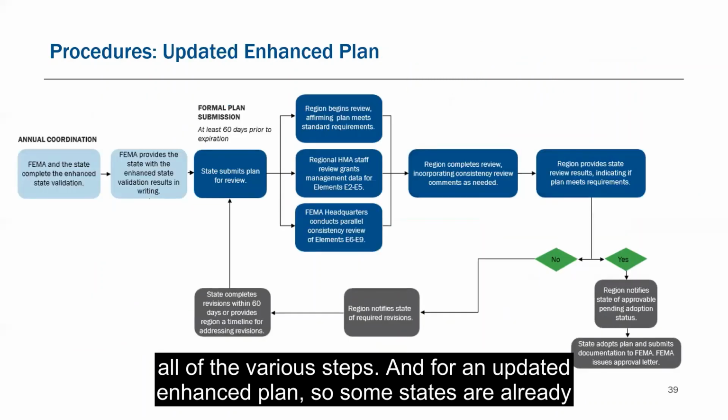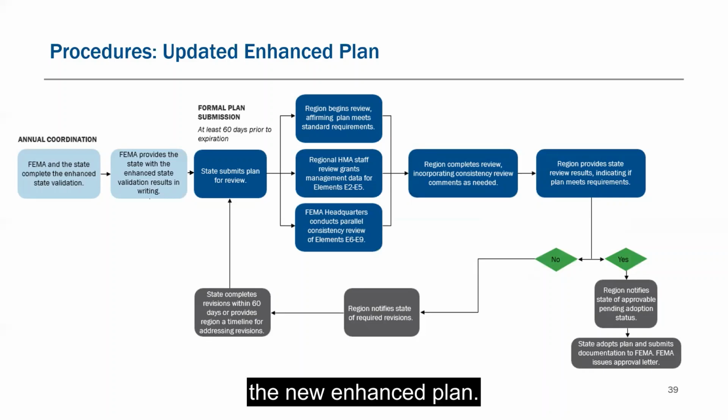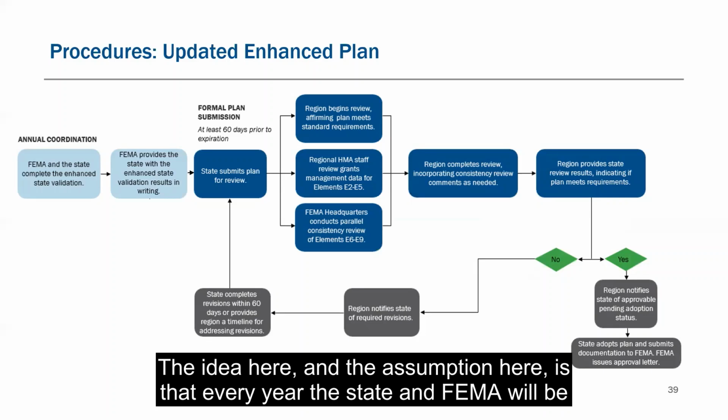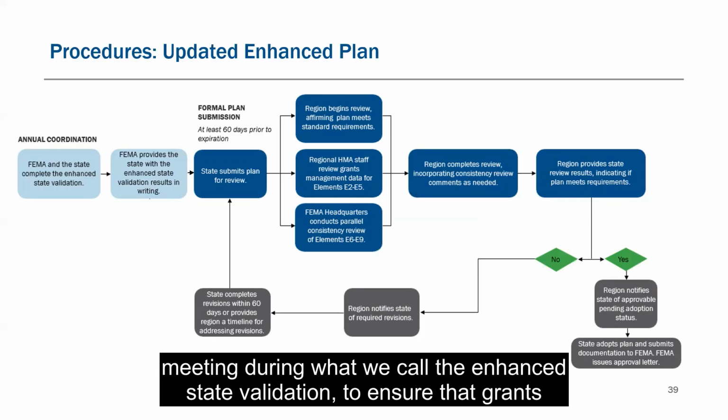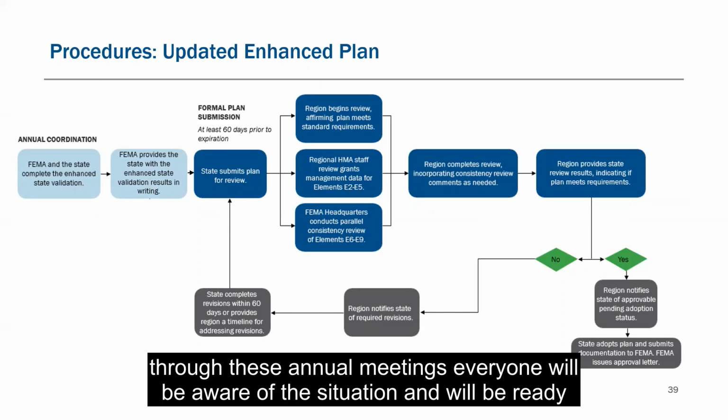And for an updated enhanced plan, so some states are already enhanced, you're just updating your enhanced plan, not nearly as long-tail and involved as the new enhanced plan. The assumption here is that every year the state and FEMA will be meeting during what we call the enhanced state validation to ensure that grants management is on track, to ensure the planning work is on track.